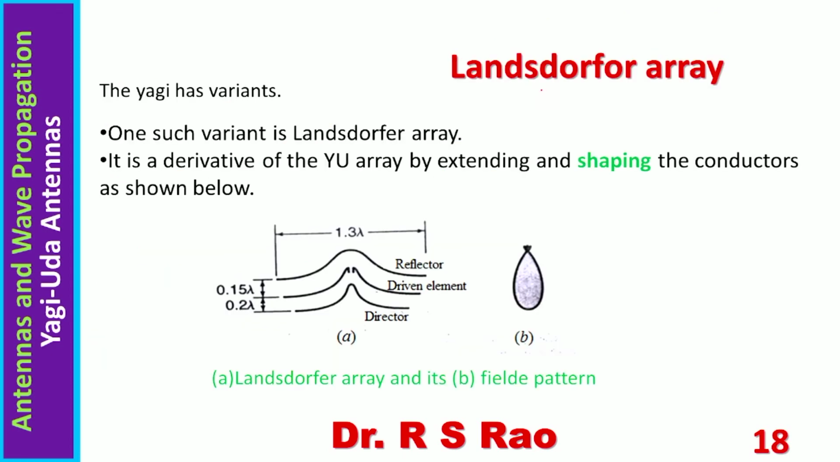Here is shown and described a variant of Yagi. It is called Lindenblad array. It is a derivative of Yagi array by extending and shaping the conductors as shown below. Here is a director, here is a reflector, this is a driven element. The shapes are different. Its pattern is also shown here, field pattern.